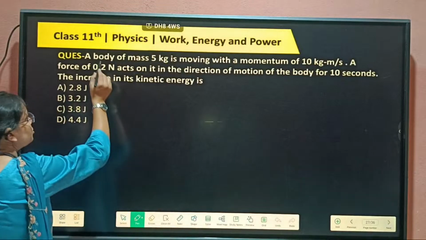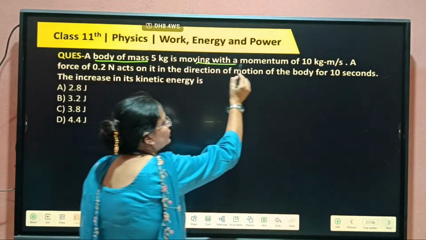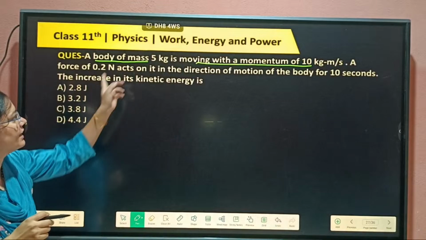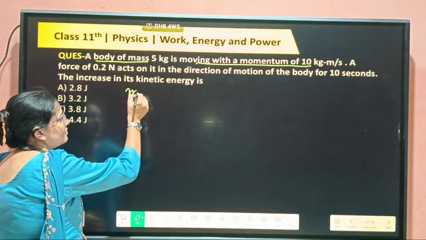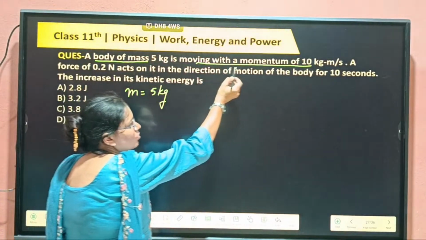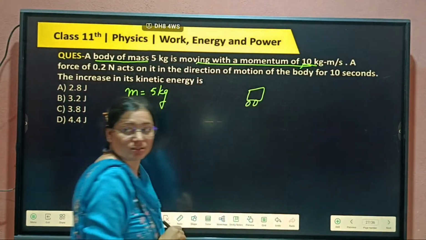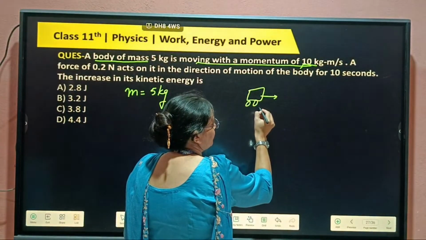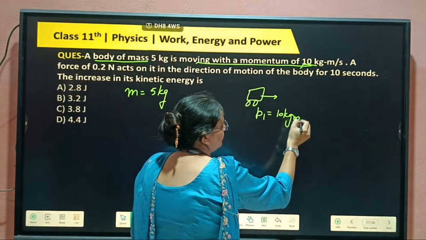Now see the next question. A body of mass 5 kg moving with a momentum of 10 kg meter per second. Now you are given this question, in which it says there is a body whose mass is given as 5 kg. That's why here first we will write the quantities which are given in our question. 5 kg is moving with this momentum, let this object be here, then moving with that momentum, which is equal to 5 kg meter per second. Means here we can say initial momentum is given.